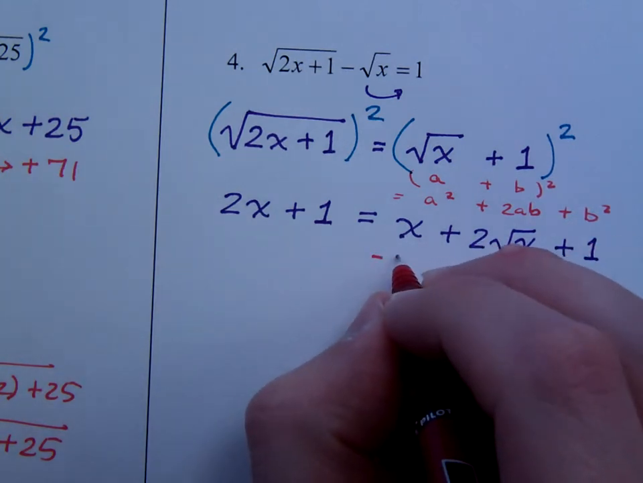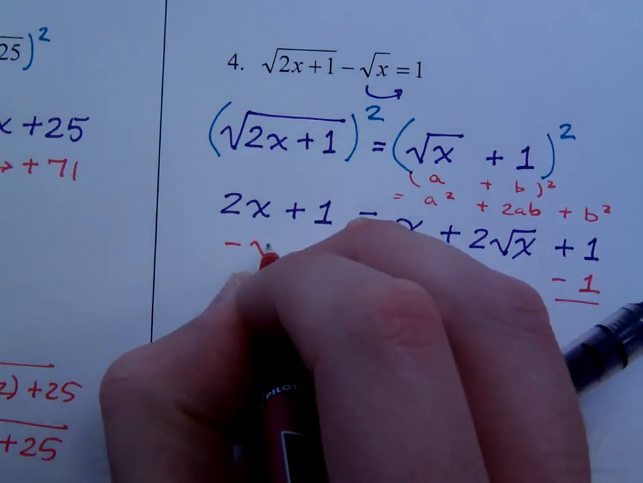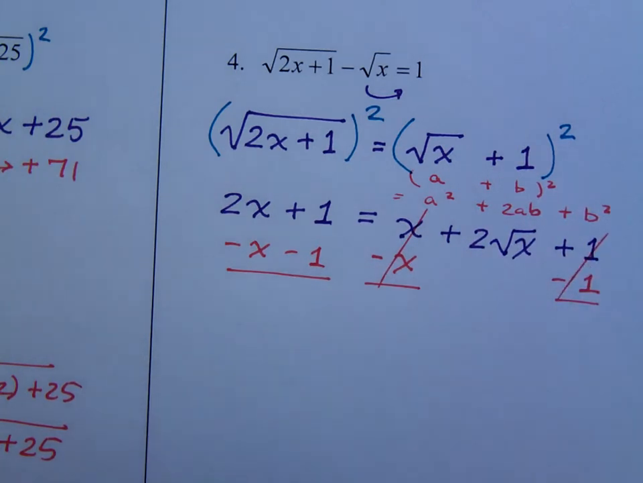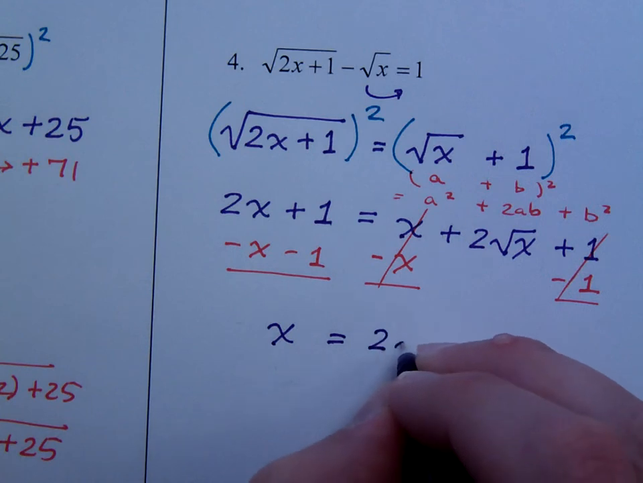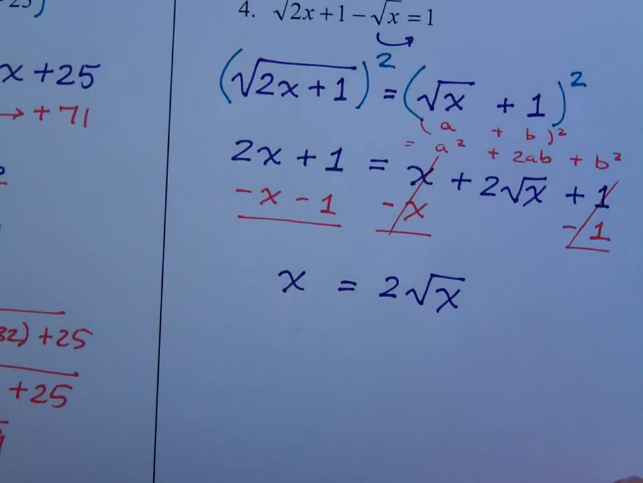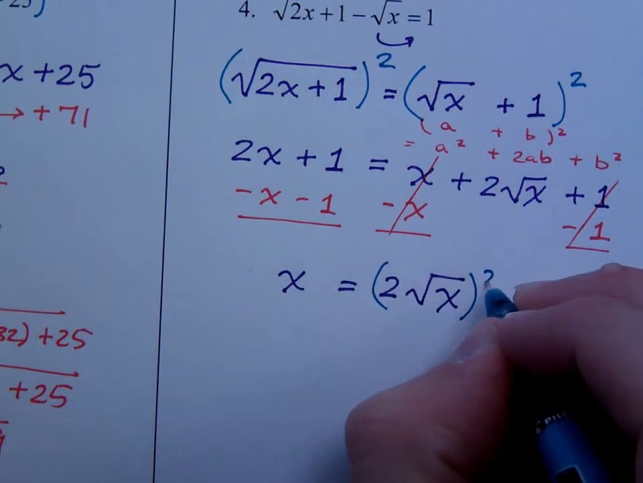So, get rid of the riffraff. So, minus x and minus 1. That leaves me with just x is equal to 2 square roots of x. Now, I could divide by 2, but I don't want to have fractions, and it would be better for me to just go ahead and use the power property again.